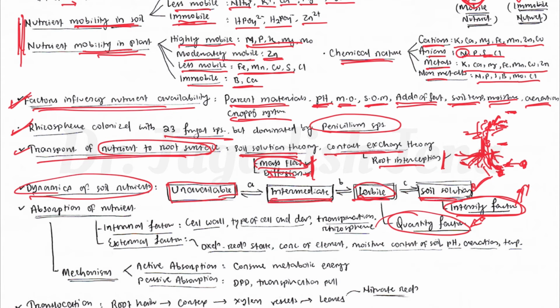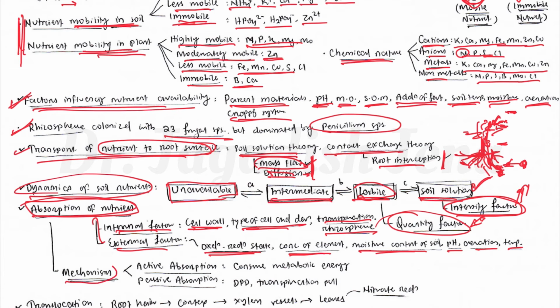Now, absorption of nutrients depends on several factors, again internal factors and external factors. What are the internal factors that affect the absorption of nutrients? One is the cell wall: what is the density of the cell wall, what is the lignin content of the cell wall, how permeable the cell wall is. Then the types of cells and their development, then transpiration, and the rhizosphere also affects nutrient demand or absorption. Then external factors like the oxidation reduction state of the nutrient, the concentration of the nutrient in the soil, the moisture content of the soil, pH, aeration, and temperature. All these factors affect the absorption of the nutrient.